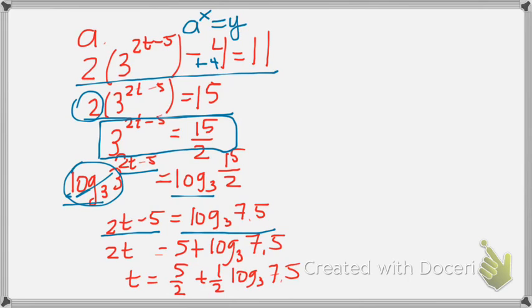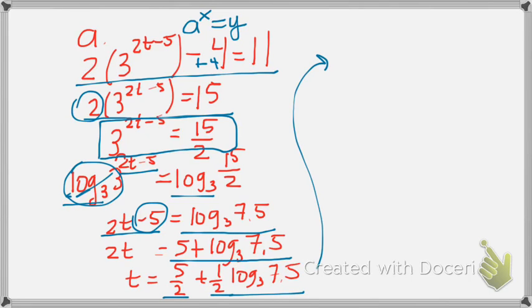And now we're solving for t, so we can add 5 to both sides. So I have 5 plus log base 3 of 7.5. And then we want to divide everything by 2. So I have 5 halves plus 1 half of this here. Now keep in mind that when we're doing this, we don't want to leave anything in the form of log base 3. We want to use our change of base formula.